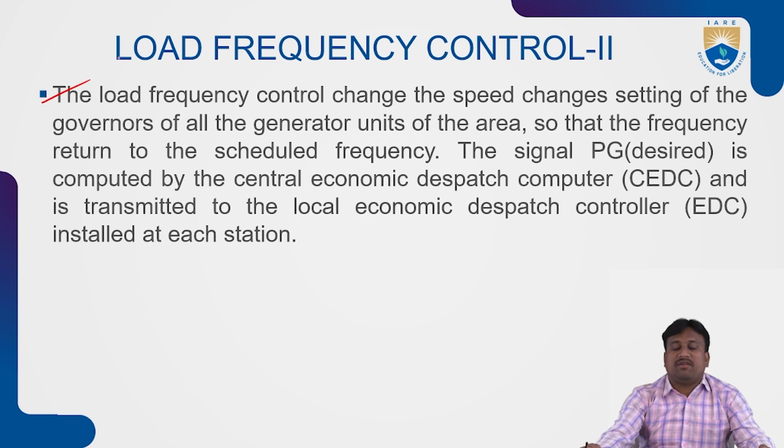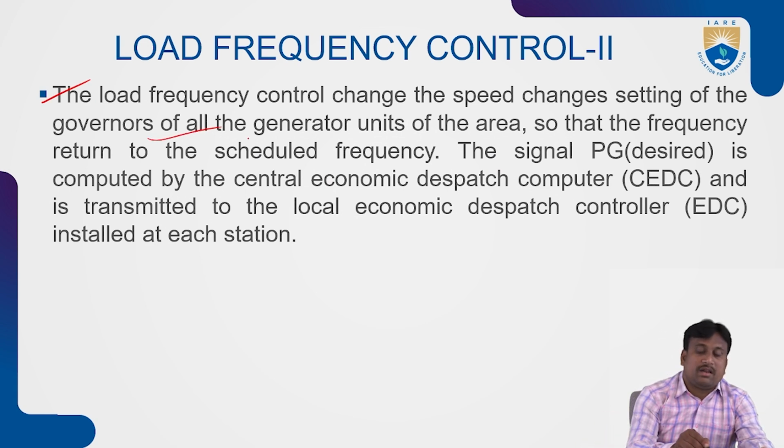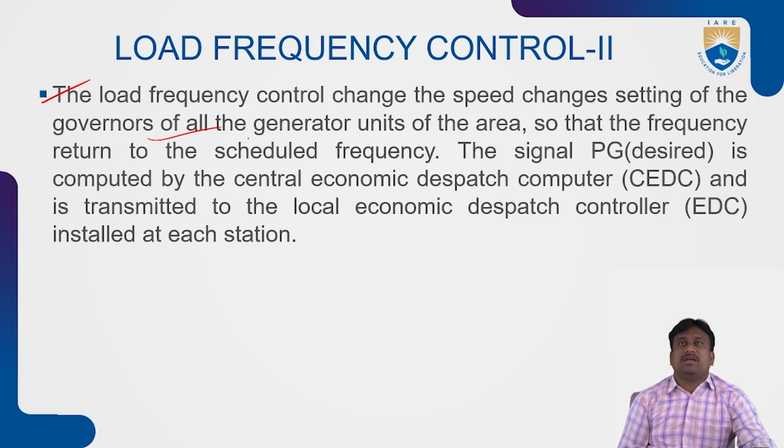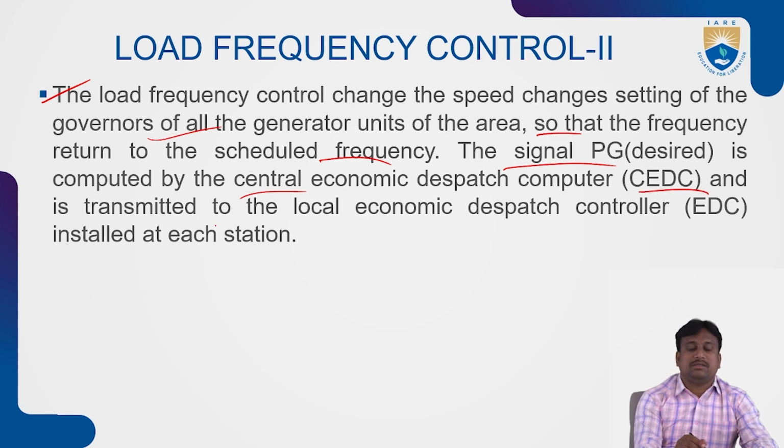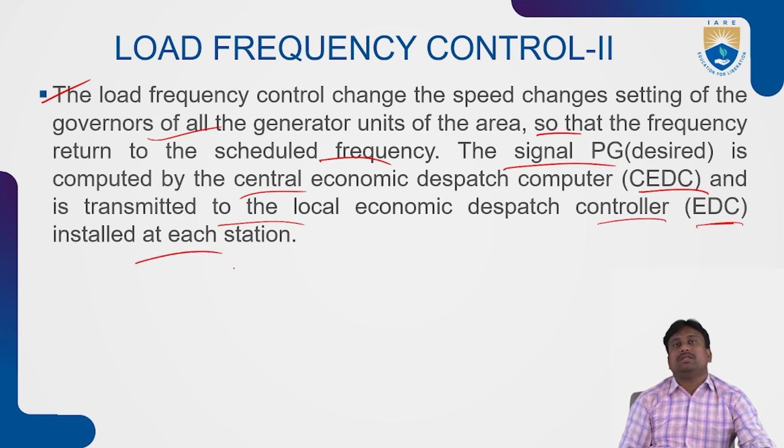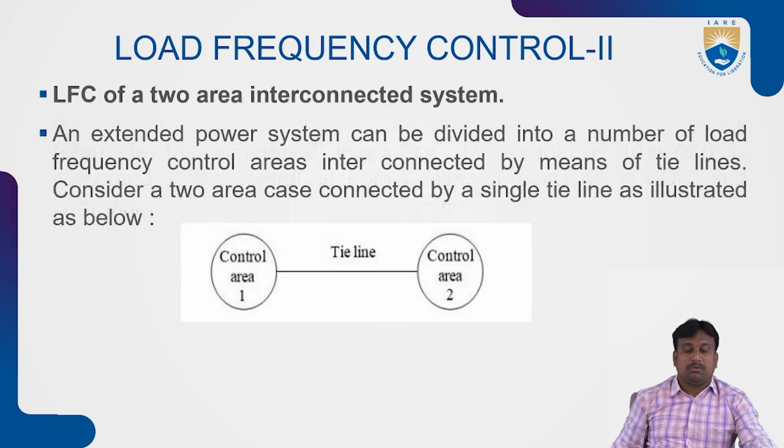So here the load frequency control will change the speed changer setting for the governor of all the generating units of the area. So what is happening with this is that frequency is returning to the scheduled frequency value. So the signal that is desired is calculated by the central economic dispatch computer. That means the CEDC value is achieved and transmitted to the local economic dispatch control, that is EDC, and that may be installed at each station with a given suitable value.